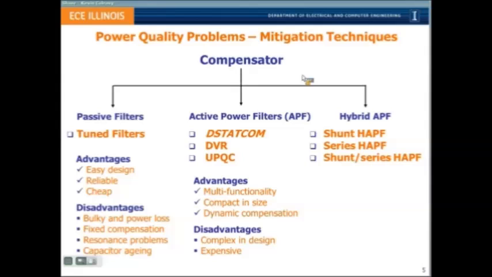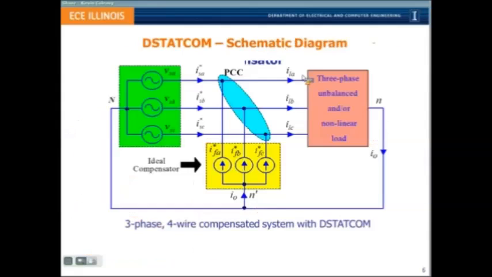The shunt hybrid active power filter is just a combination of D-STATCOM with the tuned filter, and the series is DVR with the tuned filter. And the shunt series is which one you place first. It could be the series DVR first and then the shunt D-STATCOM, or it could be the shunt D-STATCOM and then the series DVR. Both of them have different functionalities and different control techniques have to be employed. They are not the same.